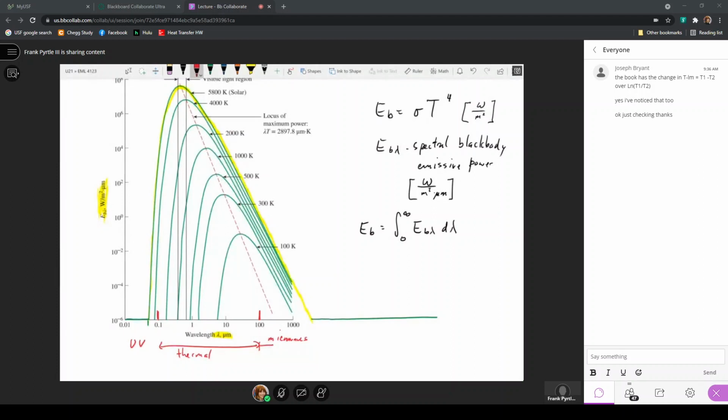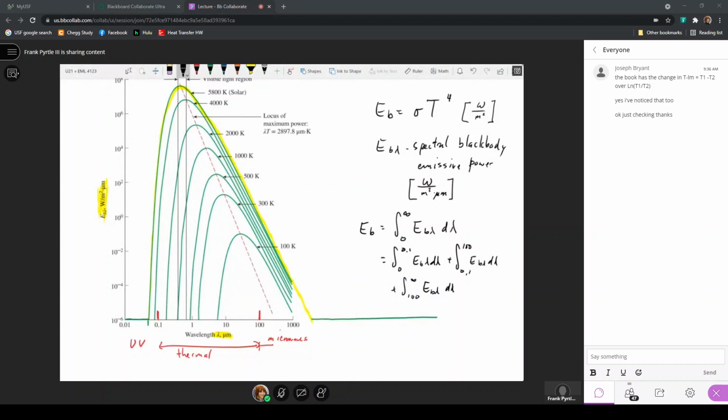If we wanted to expand the black body emissive power, we could write this as the integral from 0 to 0.1 of E sub B lambda d lambda, plus the integral from 0.1 to 100 microns of E sub B lambda d lambda, plus the integral from 100 microns to infinity of E sub B lambda d lambda. So we could break up this integral such that this second portion is only the thermal radiation range.